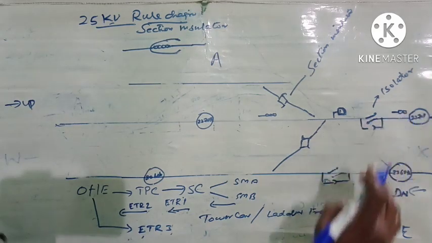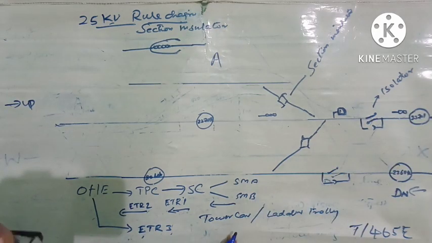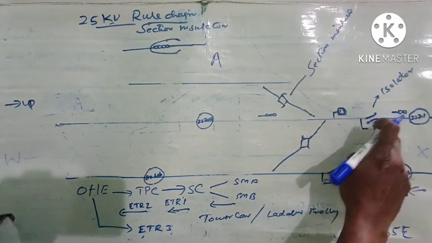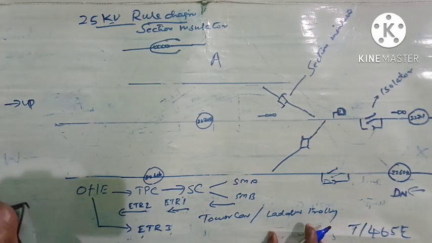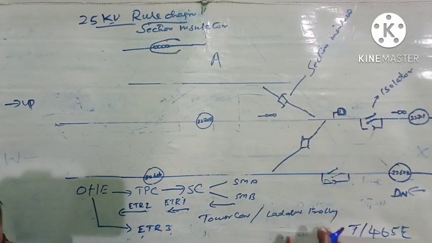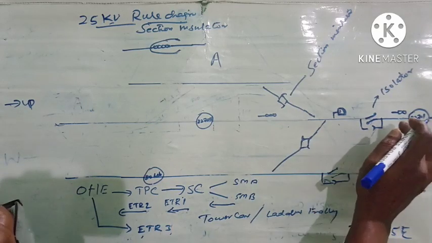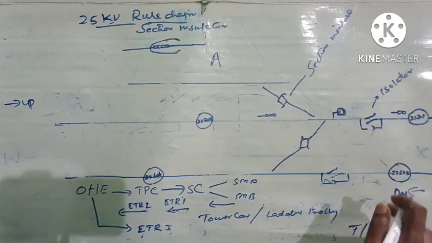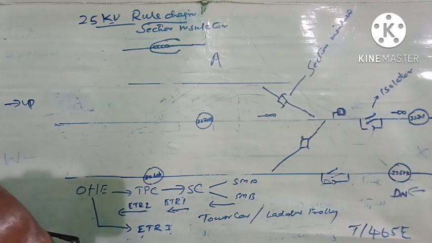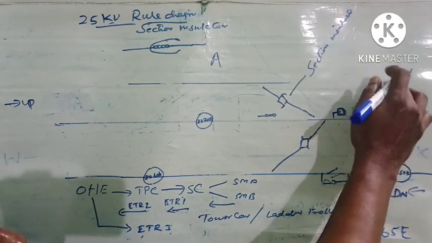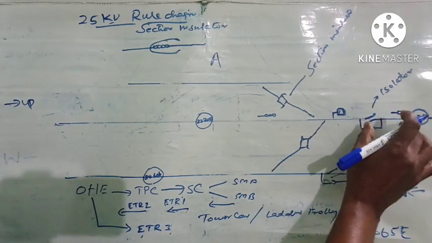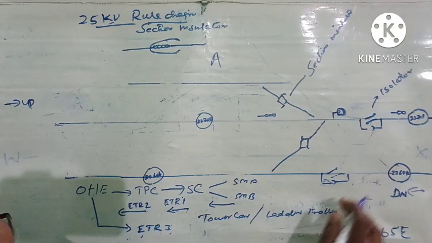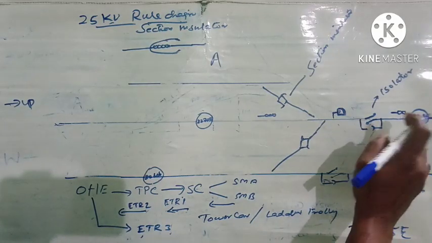Now, the line block is in force, so they cannot put a tower car into this section. Here a ladder trolley can be placed in this section with the consent of the engineering official. The OH official need not inform the station master. The OH official can place the ladder trolley in this section with the written consent from the SCPA. Then they can use this ladder trolley to shift this overhead line.